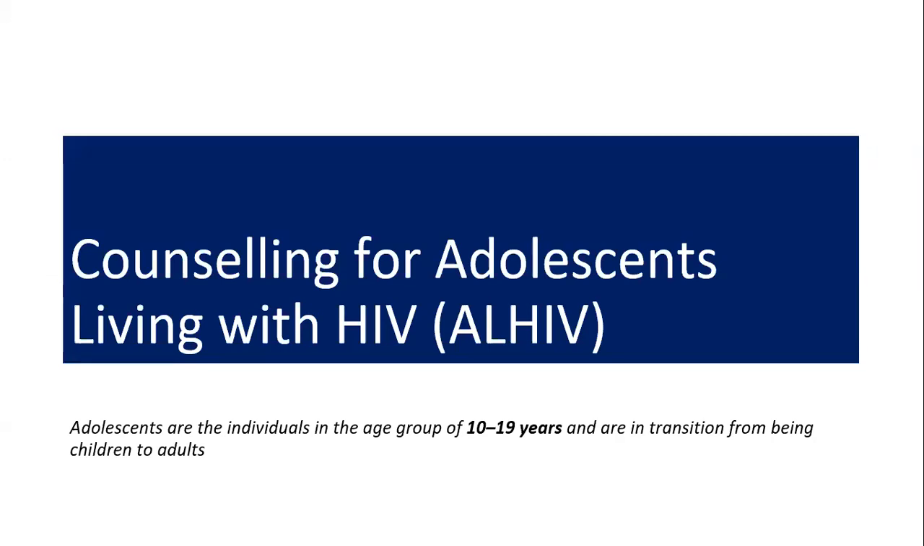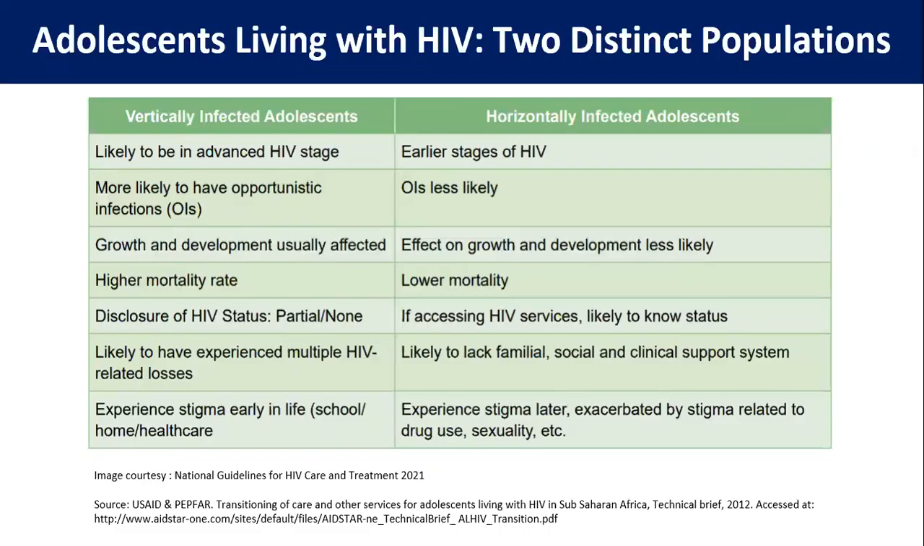Now, ALHIV, this is a very difficult phase of life, particularly in the field of ALHIV. There are two different types of adolescent ALHIV. One is vertically infected from the parents and one is horizontally infected. Vertically infected adolescents are likely to be in an advanced HIV stage with more opportunistic infections, more growth and developmental delays, and a higher mortality rate. Disclosure of HIV status is partial or none, and they are likely to have experienced multiple HIV-related losses of parents, relatives, etc. They also experience stigma early in life, that is in school, at home or in healthcare.